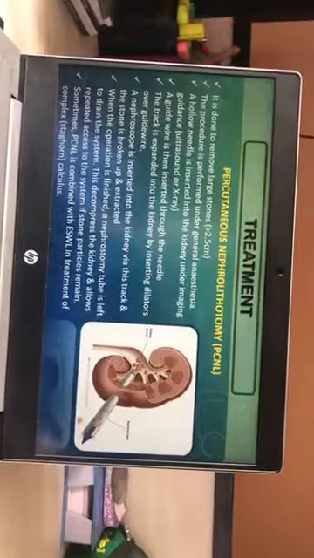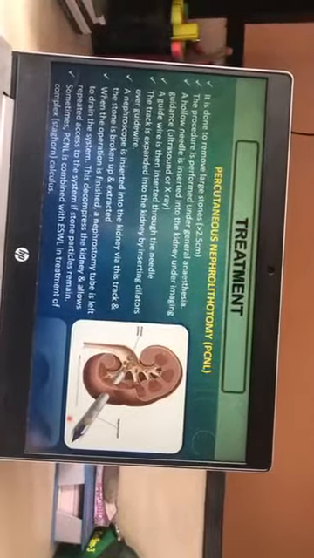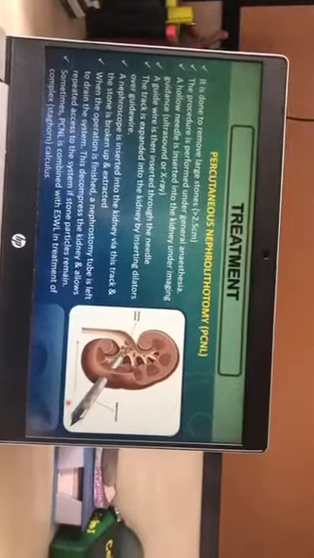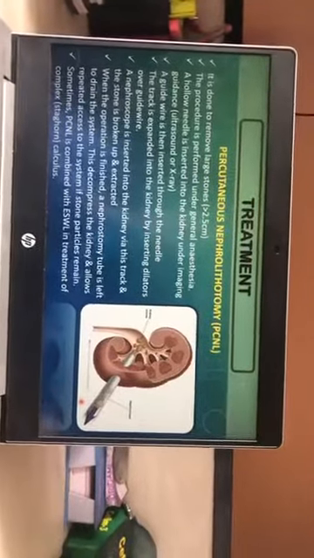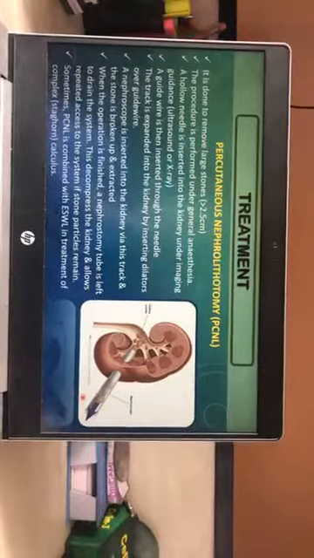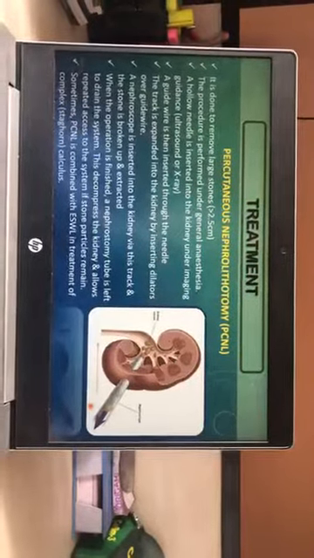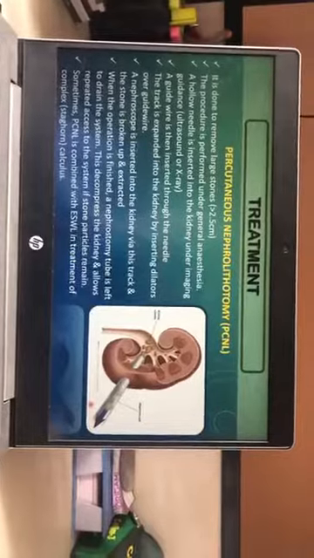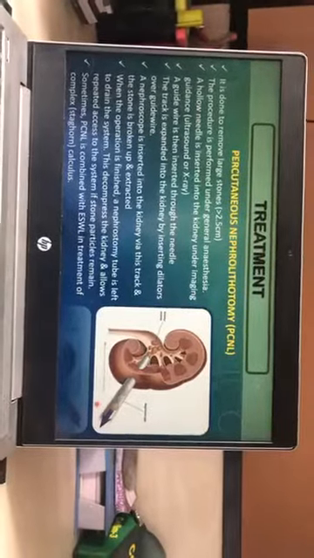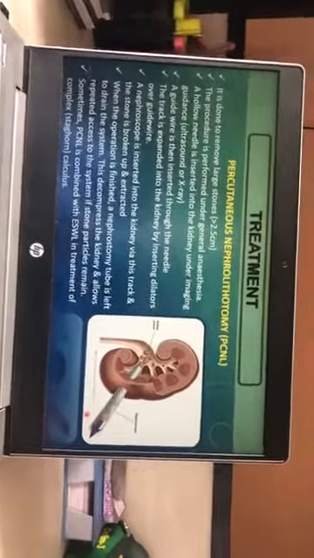A nephroscope is inserted into the kidney via the tract and the stone is broken up and extracted. When the operation is finished, a nephrostomy tube is left to drain the kidney system. This decompresses the kidney and allows repeated access to the system if stone particles remain. Sometimes PCNL is combined with ESWL in the treatment of complex calculus.